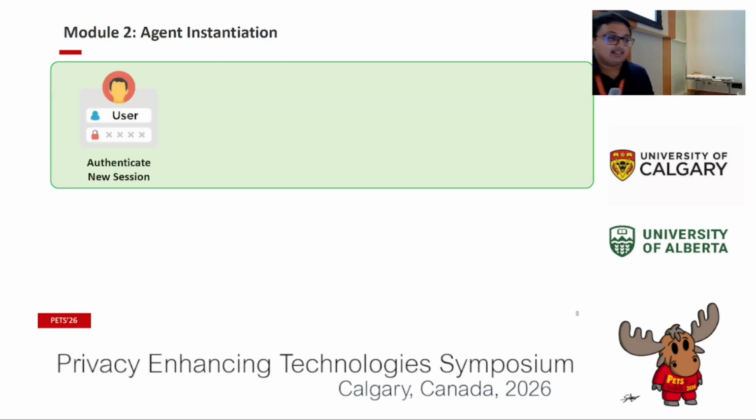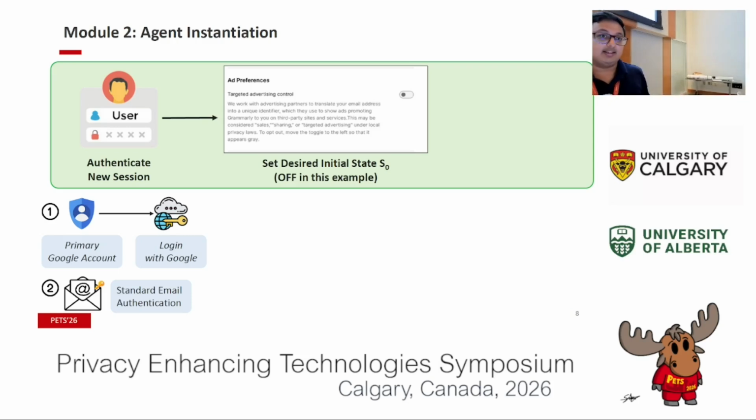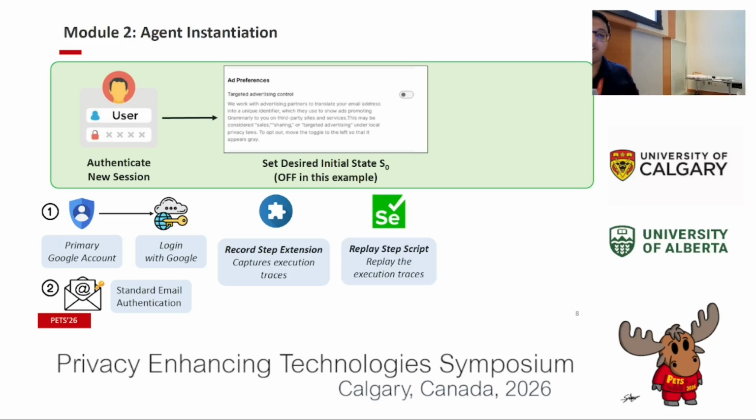So for agent instantiation, we first have to log in, and to log in, we do like Google account login. So we can just sign in with Google, which primarily works for most of our websites. If that doesn't work, we go back to the standard email authentication, and this is like just a Selenium script that does this. Next, we have to set these initial states. Now, to do this, what we did is we would record a human trying to solve this step, and once that trajectory has been recorded, we would replay this and set our states as we want. We can set something as switched on, set something as switched off, and so on.